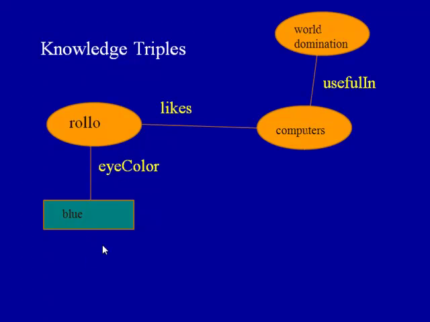Now, why did you make that blue a square? Well, in the semantic web, we distinguish between resources, things that I've drawn here in these ovals, which allow us to add more information about them, versus things that are kind of atomic, where we're not going to really talk about blue, whereas we do want to talk about Rollo and computers and world domination in a little more detail.